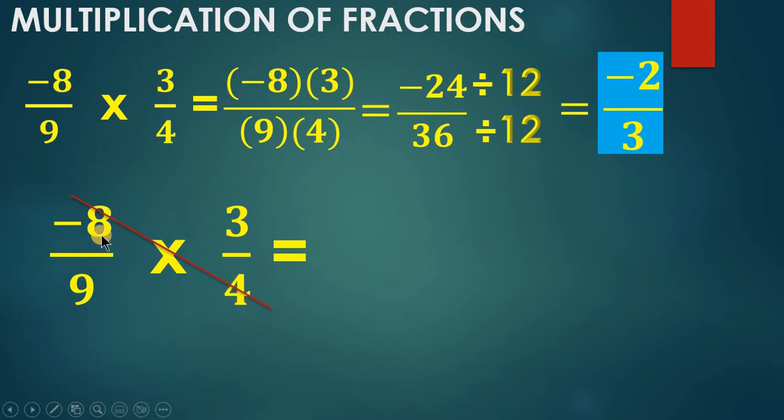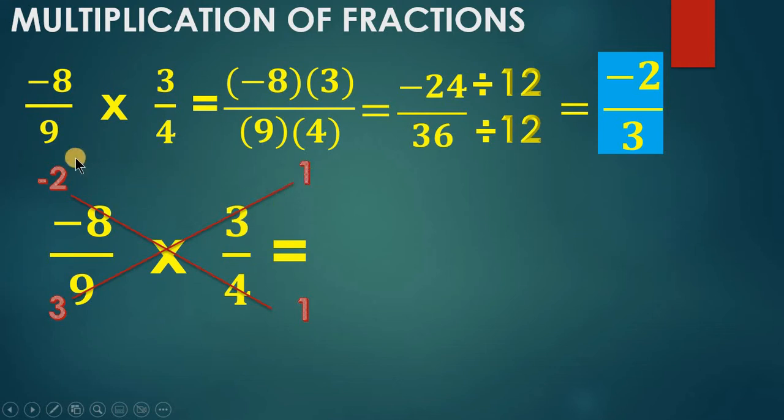So, i-divide natin. Negative 8 divide by 4, that is negative 2. Then, 4 divide by 4, syempre, we have 1. And then, next natin ito kasi meron silang common factor. So, the common factor is 3. Ayan. So, 9 divide by 3, so we have 3. And dito naman, 3 divide by 3, so we have 1.